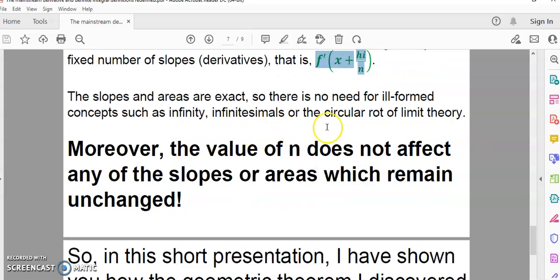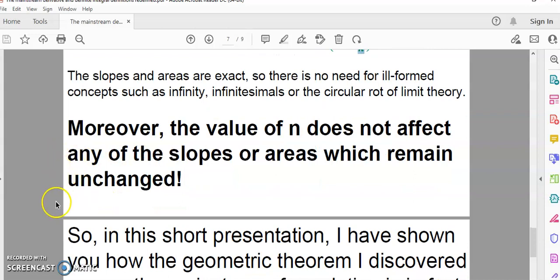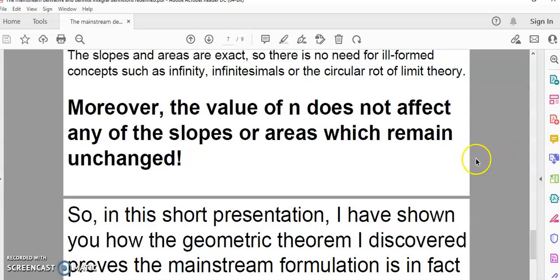So the slopes and the areas are exact, and there is no need for ill-formed concepts such as infinity, infinitesimals, or the circular rot of limit theory. There are still some cranks out there who are simply denying these facts. They're terribly upset that they've been fooled all these years and that their calculus is in fact bogus.